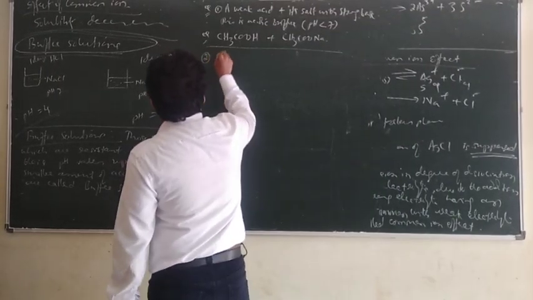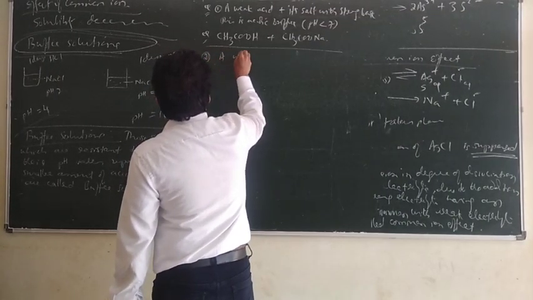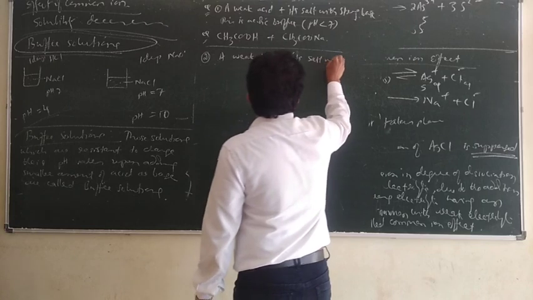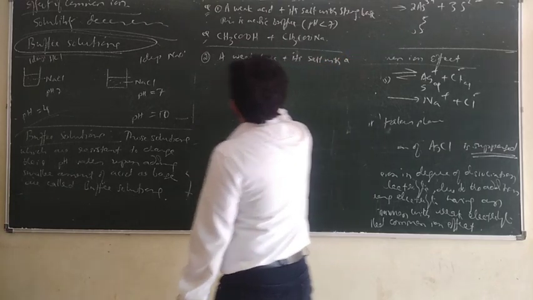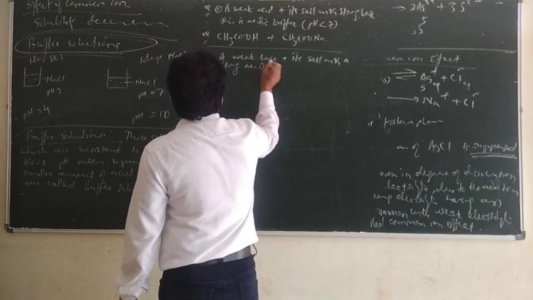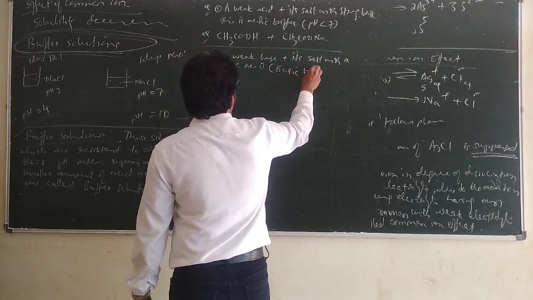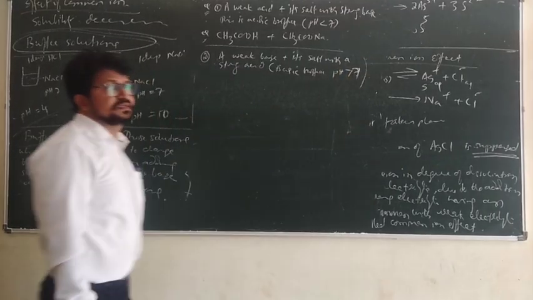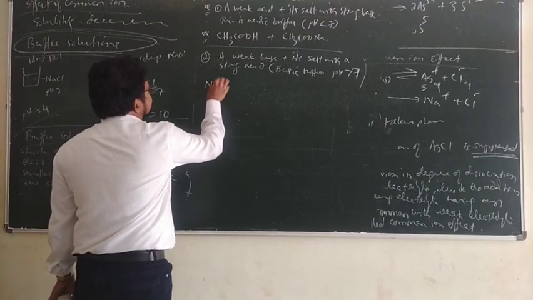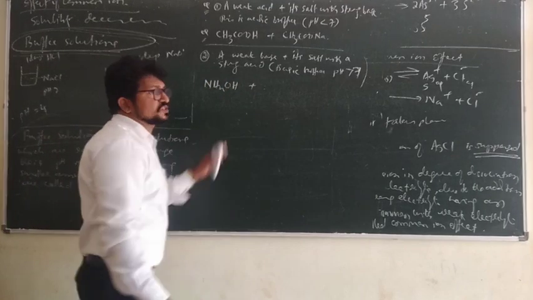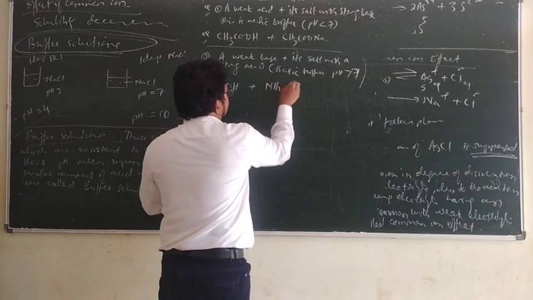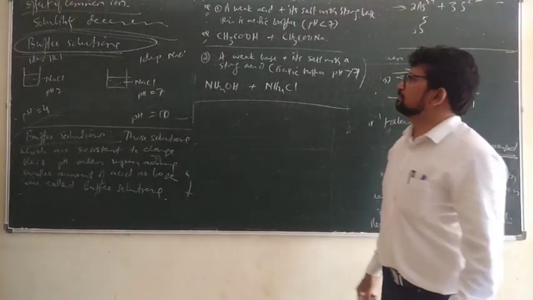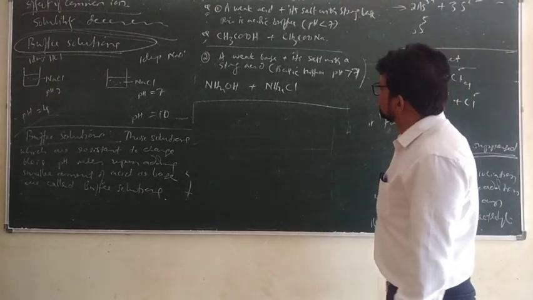Second one is basic buffer. I will write: a weak base plus its salt with a strong acid, and this is called basic buffer. pH more than 7. Weak base, ammonium hydroxide, plus its salt with strong acid HCl, ammonium chloride. This is a basic buffer because pH is more than 7.